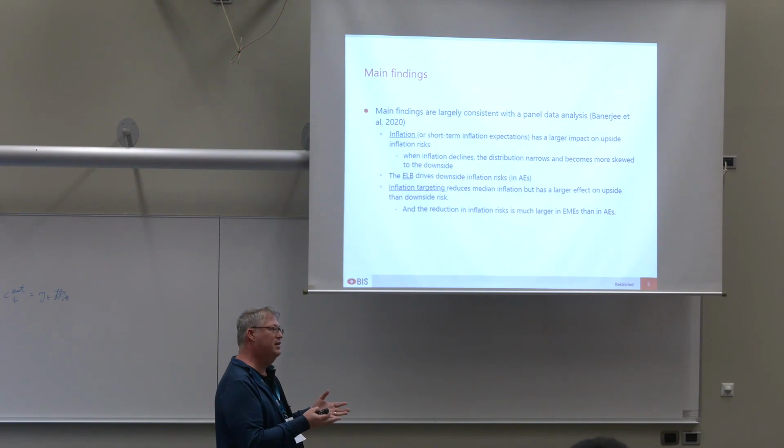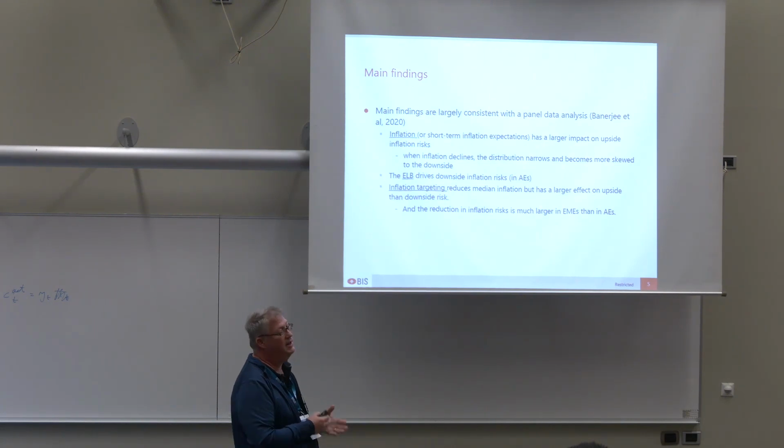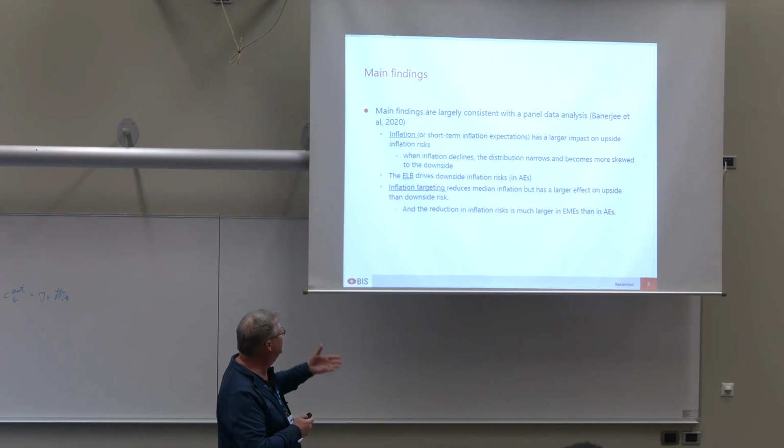Unfortunately, we don't find the same results in the sample of emerging markets. We don't have enough observations for this. And finally, we find that inflation targeting reduces median inflation, but also has a larger effect on upside and downside risks. And this effect is quite significant in the sample. It's quite big in the sample of emerging markets, much bigger than in the sample of advanced economies.